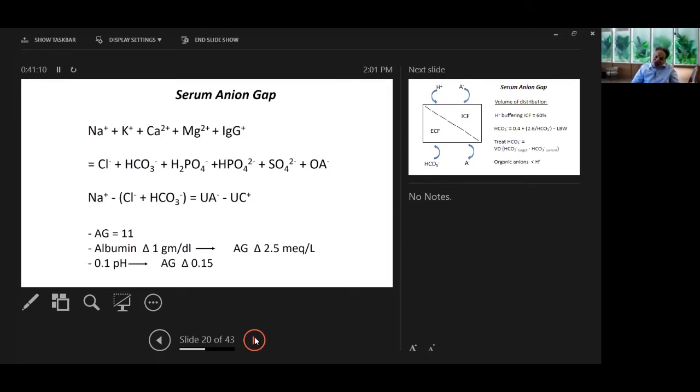So in fact, if you think about it, every time you have a metabolic acidosis, the anion gap is actually decreased by the pH effect, even though it's increased by having organic anions floating around. So in metabolic acidosis, you're always diminishing the anion gap, if you think about it, because of the protonation of albumin. Next slide.